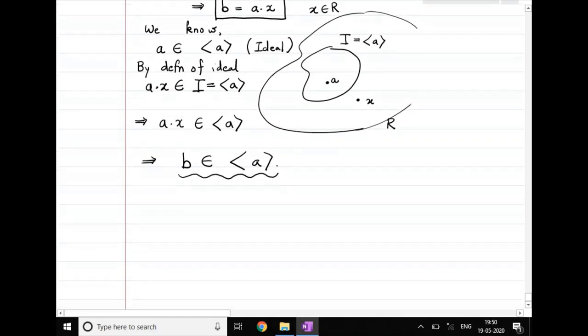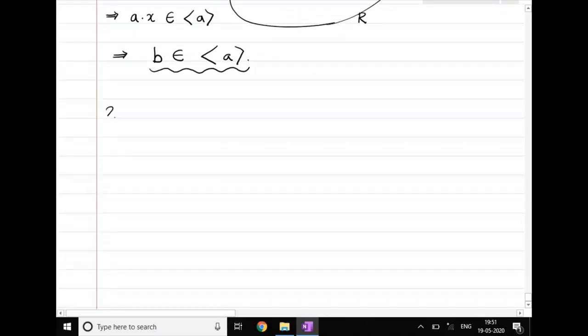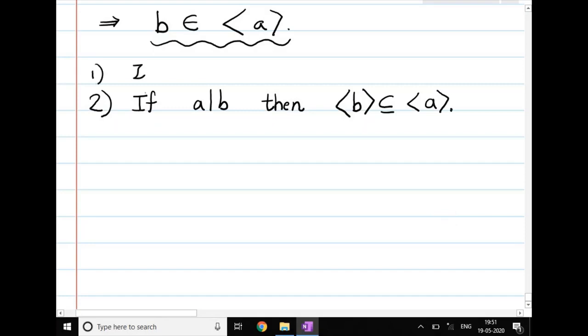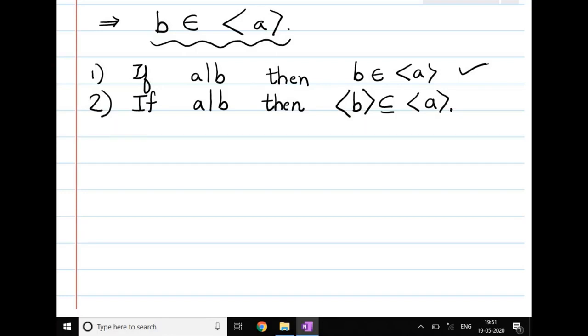So let's take the second problem. If a divides b, then we have just now proved that b belongs to the ideal generated by a. Now we will prove that the ideal generated by b is a subset of the ideal generated by a. The first problem was, if a divides b, then b belongs to the ideal generated by a. This we have proved. Now I'm trying to prove that if a divides b, then the ideal generated by b is also a subset of the ideal generated by a.